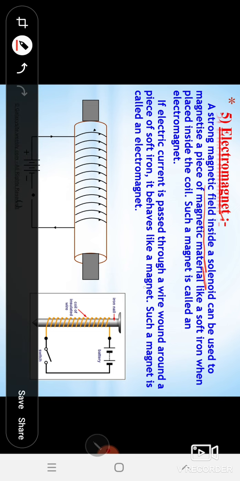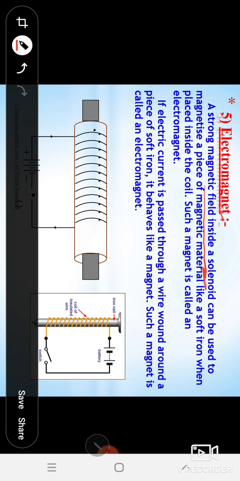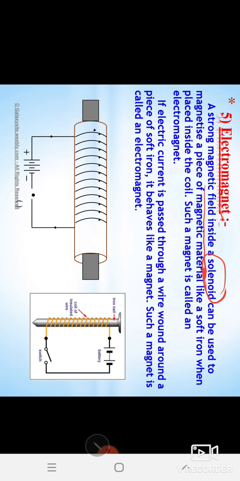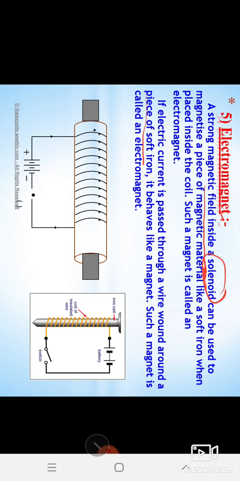Before this you have heard that a solenoid is a cylindrical shape of copper turns. That means whatever magnetic field is produced by this solenoid is used to magnetize a piece of soft iron into a magnet.